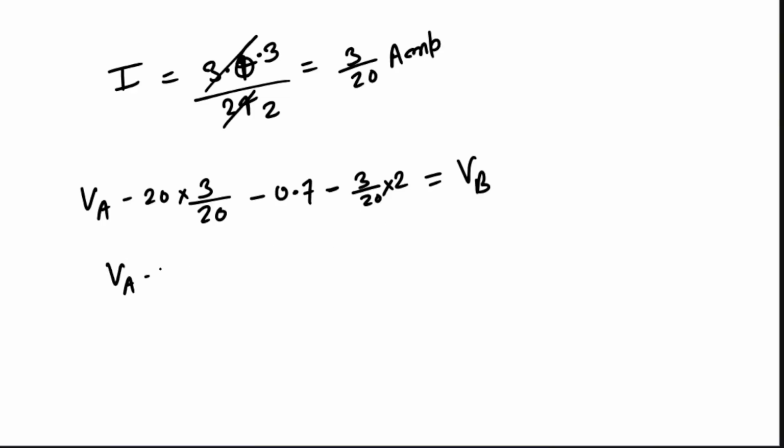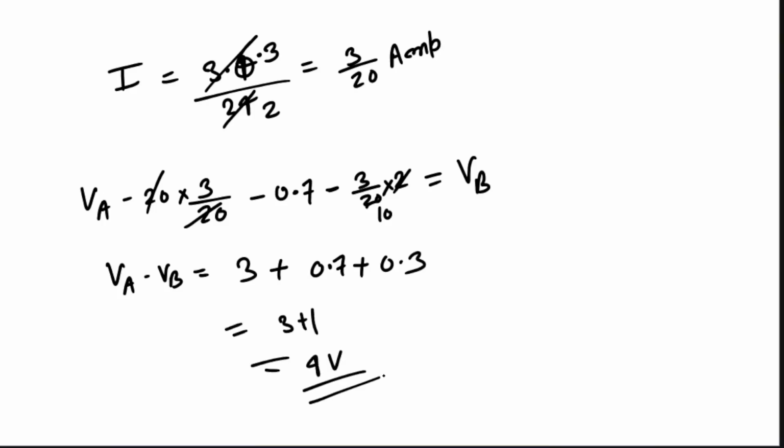अब देखो VA minus VB will be equal to how much, this is 3, right? This is 3 and this will plus 0.7 plus this will become 10 and this will become 0.3. So this is equal to 3 plus 1. So this is equal to 4 volt. Done it? So I hope you have understood this question.